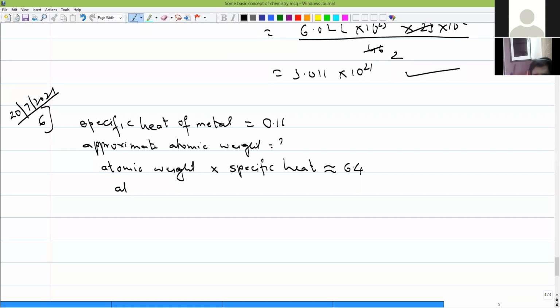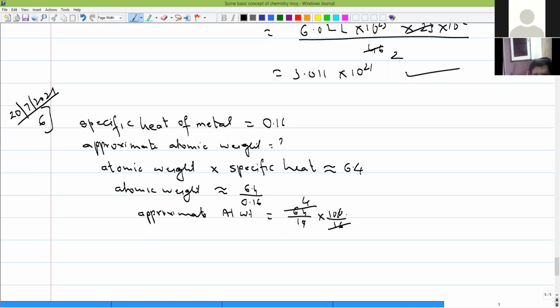So atomic weight is approximately equal to 6.4 upon 0.16. So approximate atomic weight is equal to 40. So approximate atomic weight is 40. Okay. So this is the way of finding for the sixth sum.